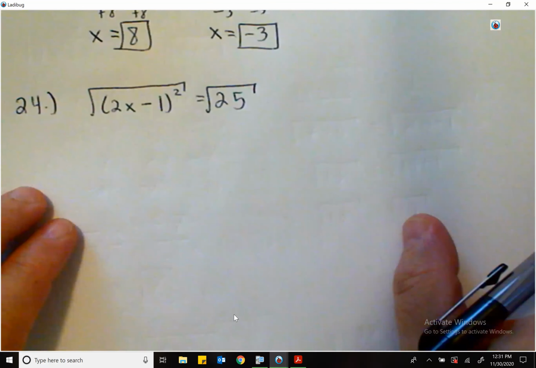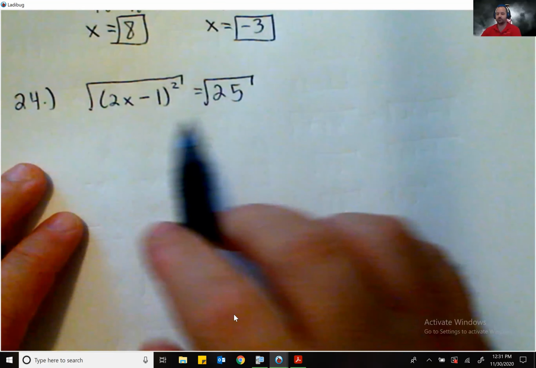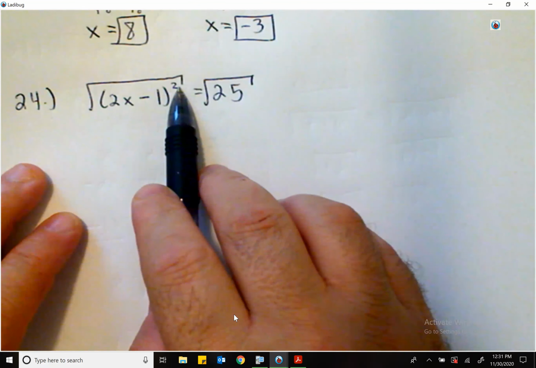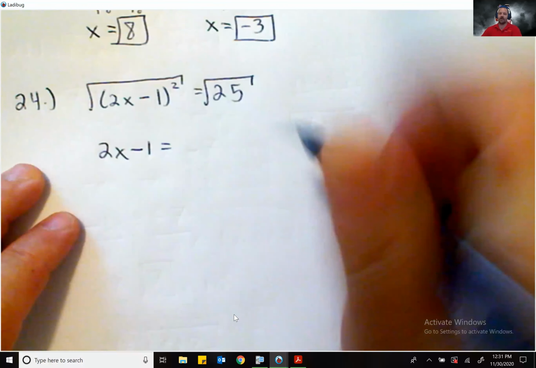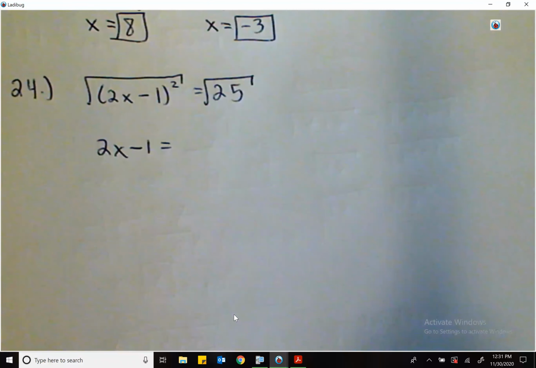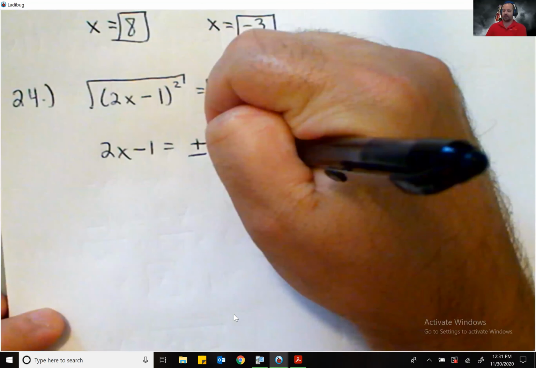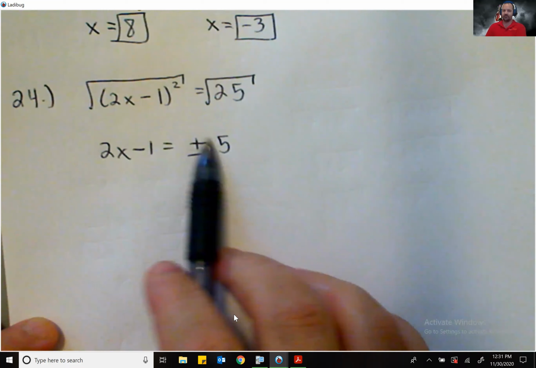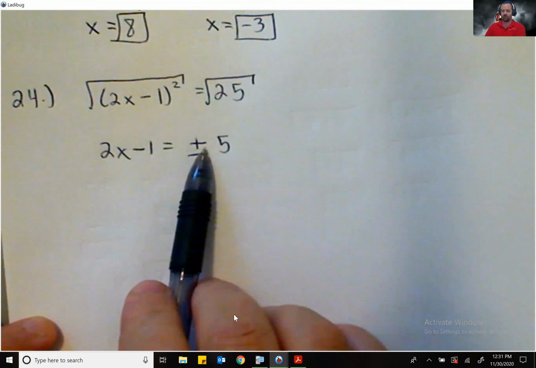What do we get? What's going to happen between these two? It becomes 2x minus 1. Yeah. And what do we get on the other side? 5. No, it's a little bit more than that. It's not just 5. Plus or minus 5. Yes, plus or minus 5. When you get to college algebra, this is going to be very important. When you square root both sides, you put plus or minus in front of that answer.